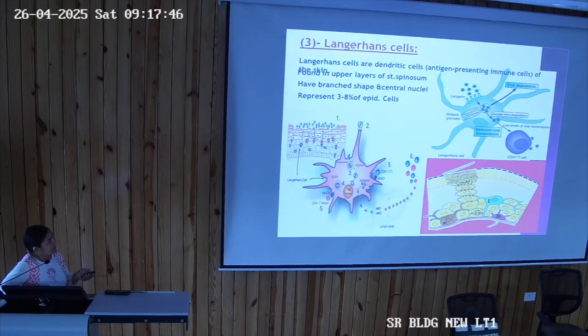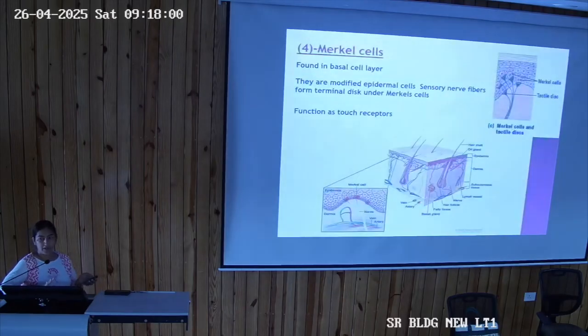If you see, they have branches. This is a cell with a centrally placed nucleus, and they have a lot of branches coming out from it. This is how we identify the Langerhans cells under the microscope. You won't be able to see them at 10x. Then the Merkel cells. Merkel cells, Merkel discs, Merkel processes, are present in the skin for the perception of pressure. They are found in the basal cell layer, and they function as touch receptors. Here we can see the picture of the Merkel cells which are present in the basal layer.